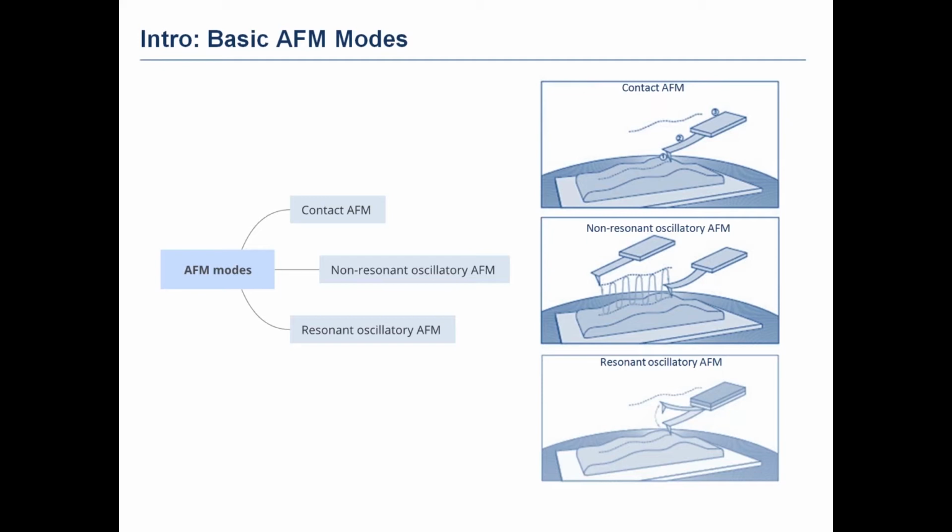And the third group of methods refers to non-resonant oscillatory AFM, where either the sample or the chip of the cantilever oscillates with a frequency that is much lower than its resonance. So all these three groups of methods are available. All three groups of methods are the basis for the further development of different AFM techniques.